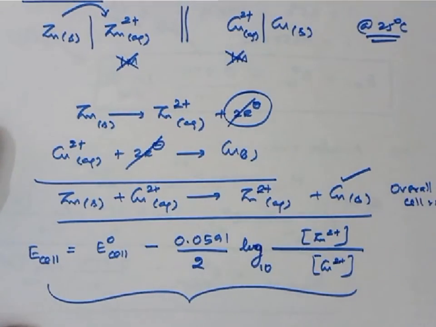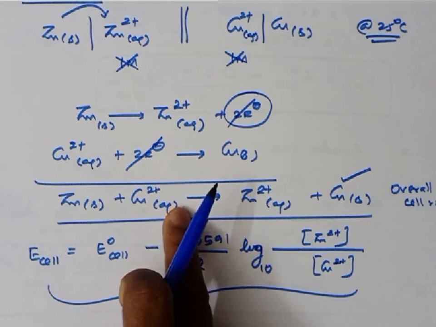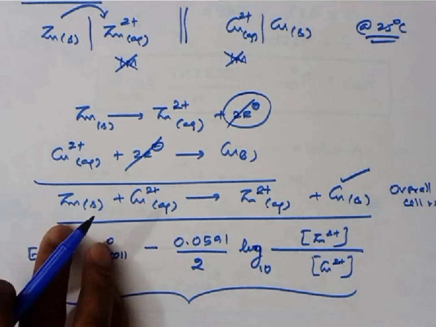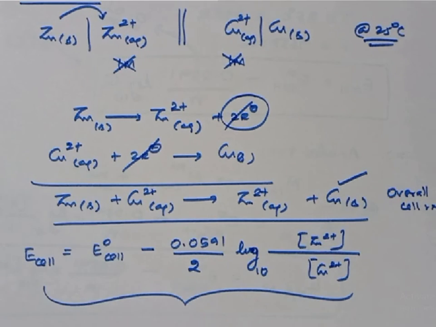So this will give you the cell potential of the cell, and this is the Nernst equation for this cell reaction. So students, observe carefully. If you apply the Nernst equation to a cell reaction, you will get the cell potential. If you apply the Nernst equation to an electrode reaction, you will get the corresponding electrode potential. Okay, I'll give one more example and then I stop. See what I'm going to do here.